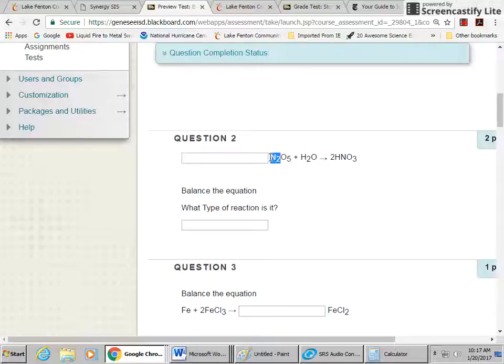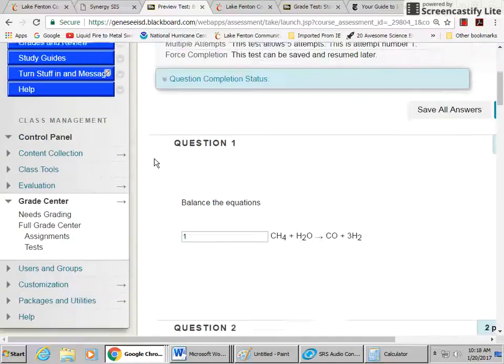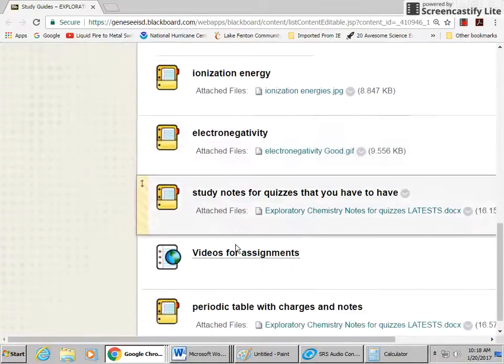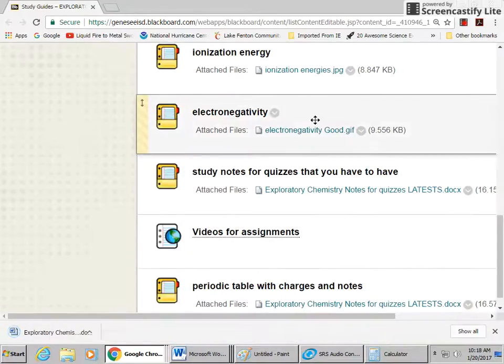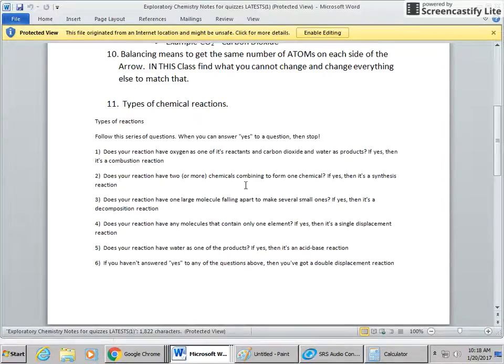We've got 2 N's here. What has to go there? It has to be a 1. So if you got 2 N's on this side of the arrow and you have 2 N's, forget everything else, just put a 1. So when you're looking at the type of reaction, what you have to do is go under study guides if you don't have one printed out. Notes for quizzes, pull that up, and it's on the bottom.